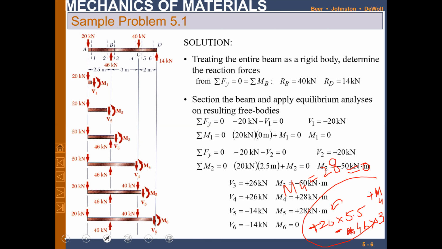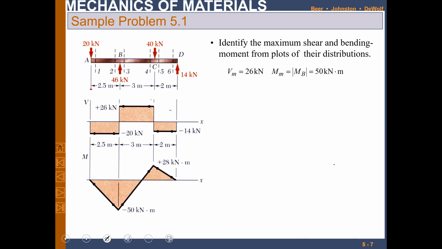So the same, because now 4 and 5, 4 is just before the C and 5 is just after the C. So the moment condition will remain the same. Shear will be different, right? And then you keep on calculating the shear and moments for all of these. And now these are the shear force and bending moment diagrams for this, right?